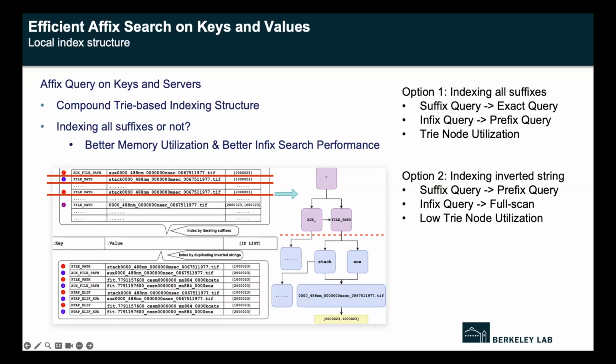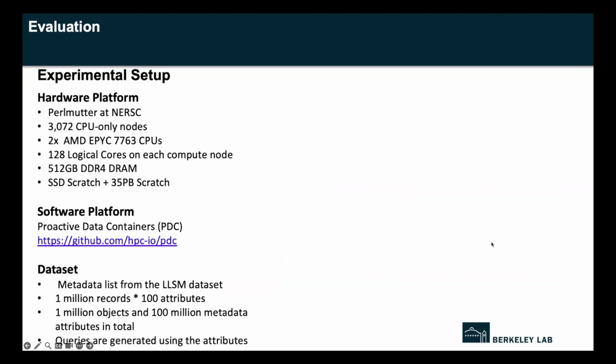But with option one, you can have better tree node utilization, because you basically have a lot of redundancy or repetitive occurrence of characters when you permute the suffixes of the index key. And for this one, because every inverted string is different from the original one, you have lower tri-node utilization. So here is our experiment.